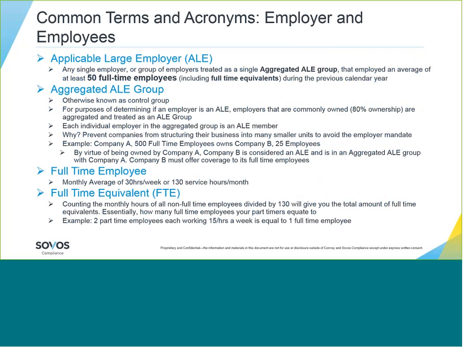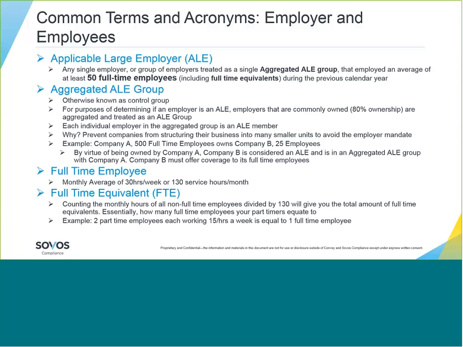A few common terms and acronyms as we go through it. I won't read this whole slide, but you're going to hear me use terms like ALE, an applicable large employer, meaning more than 50 full-time employees, which would include full-time equivalents. You're also going to hear us talk about an aggregated applicable large employer group. For instance, you may have a 500 employee company which owns a second company of only 25 employees. However, that aggregated ALE group would still have a responsibility to report on all 525.